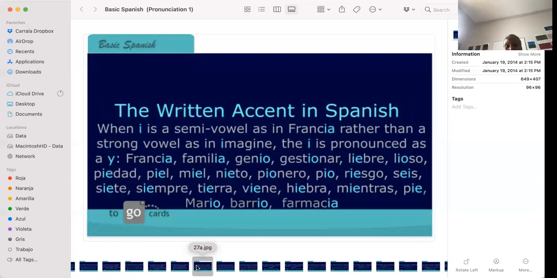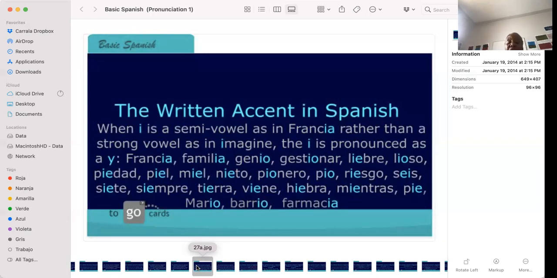So now we're looking at the I when it is a semi-vowel or weak vowel. In the word Francia, nobody says "Francia" with a strong I, it's "ya," the I is pronounced more like a Y. Versus in the word "imagine," the one that's highlighted, the first I, the I is a strong vowel. And here is the pronunciation and examples. Francia, familia, genio, gestionar, lioso, miel, nieto, pío, seis, siempre, viene, pie, Mario, barrio, farmacia.